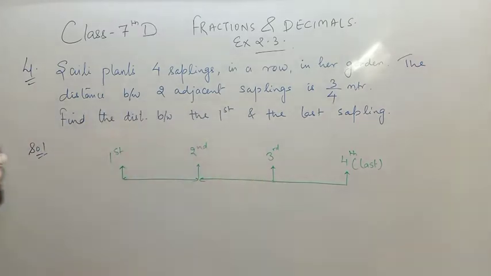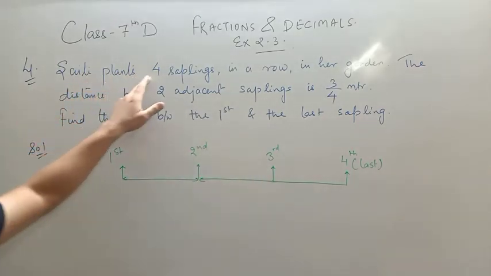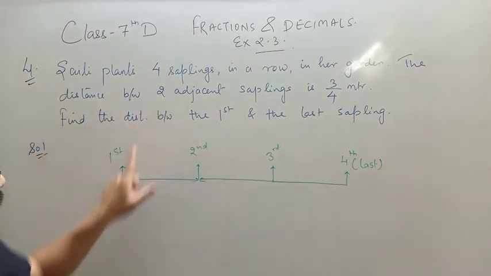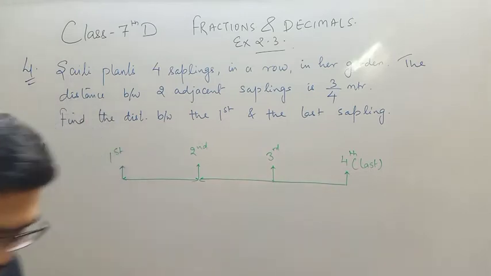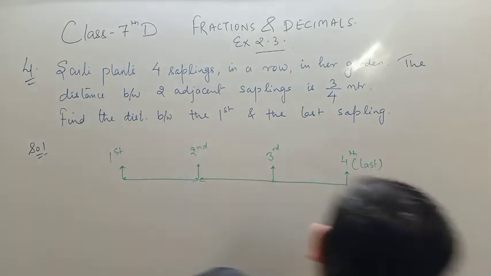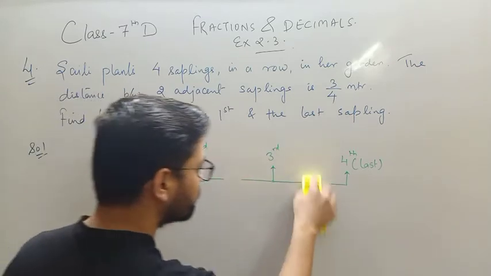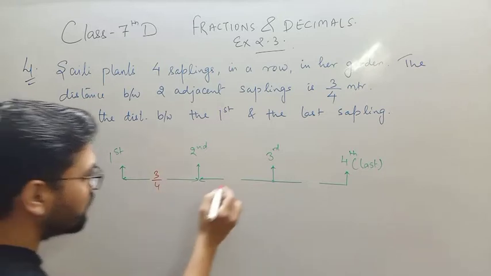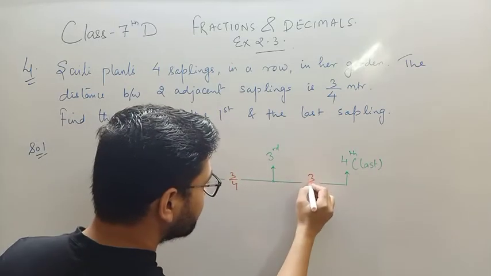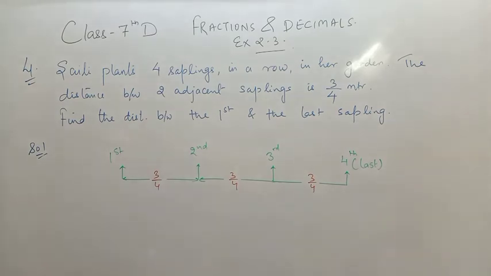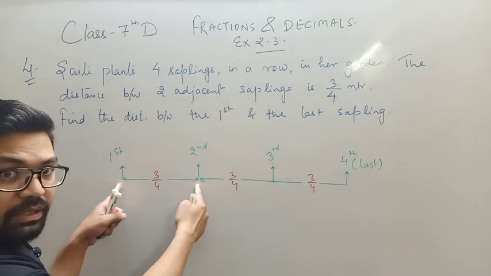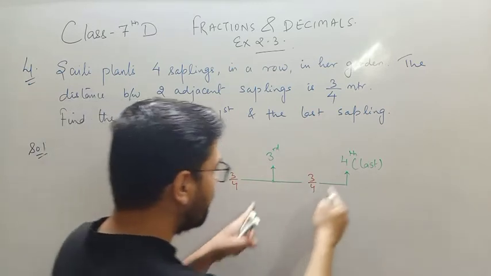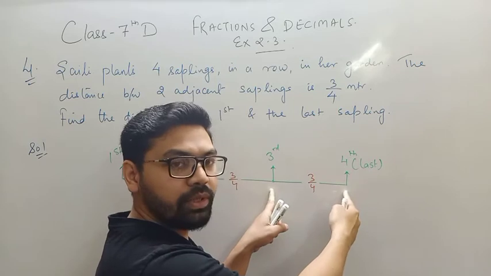Okay, now Sally plants 4 saplings in a row in a garden. The distance between two adjacent saplings is 3/4. That means the distance between these two saplings is 3/4, right? You can say 3/4 meters, 3/4 meters, and 3/4 meters. So these two saplings are 3/4 meters apart. These two saplings are 3/4 meters apart. Even these two saplings are 3/4 meters apart.